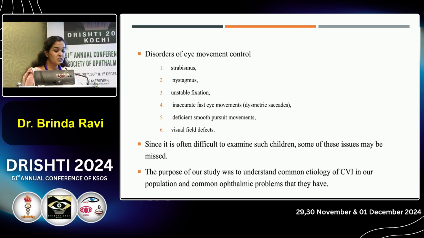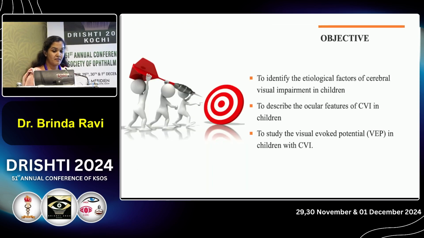The purpose of our study was to understand the common etiology of CVI in our population and the common ophthalmic problems that they have. The objectives of my study were to identify the etiological factors of cerebral visual impairment in children, to describe the ocular features of CVI in children, and to study the visual evoked potential in children with cerebral visual impairment.